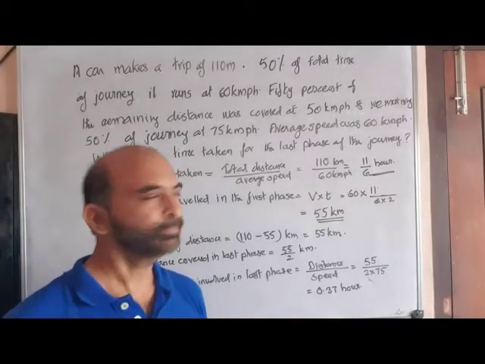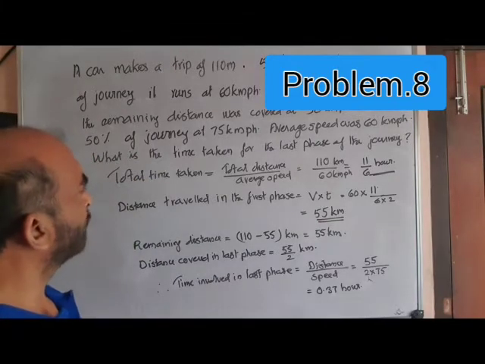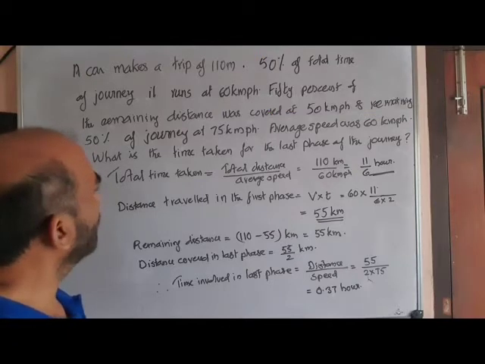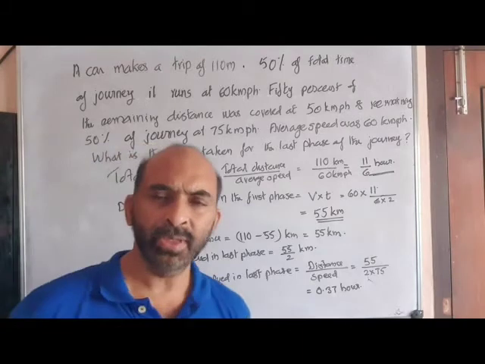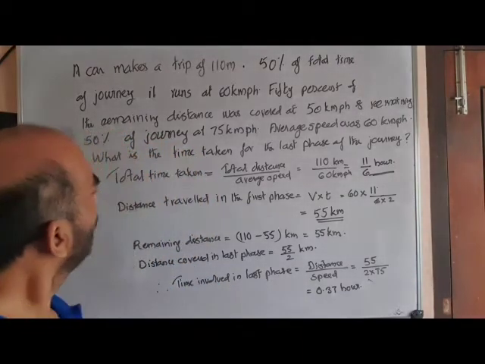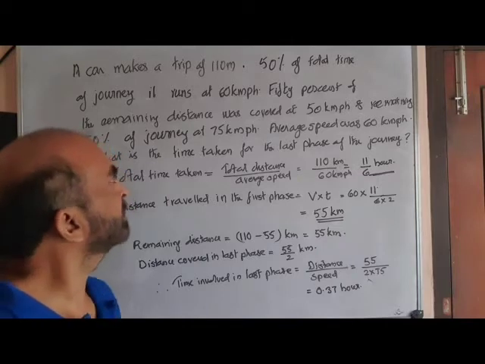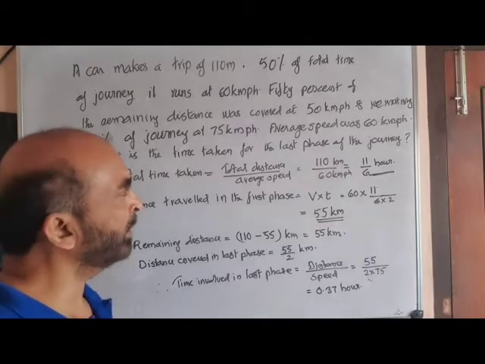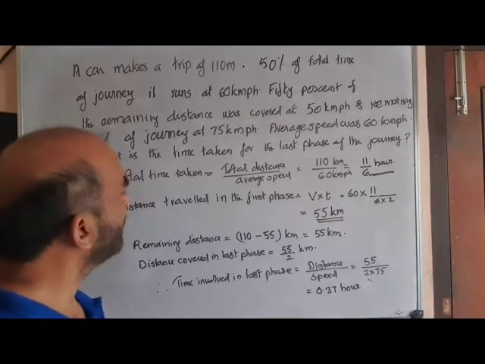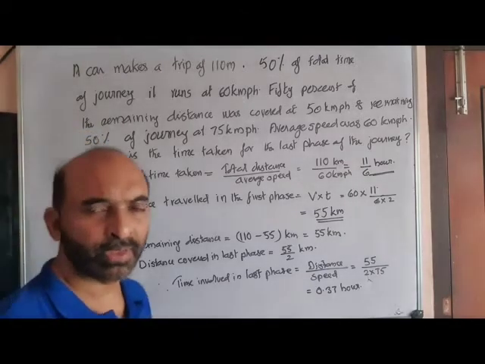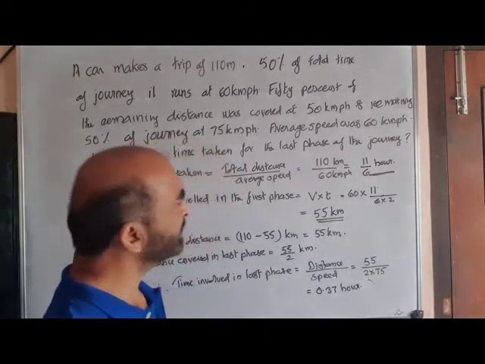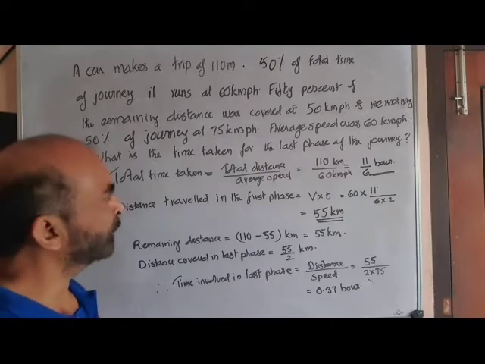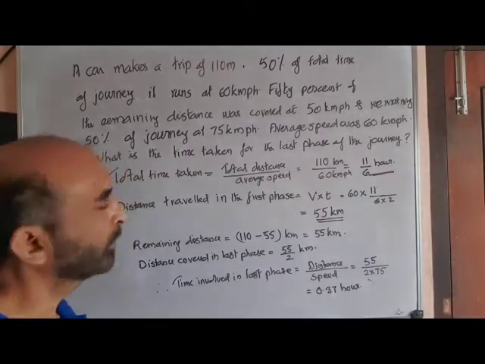The next problem. A car makes a trip of 110 kilometer. For 50% of the total time of the journey, it runs at 60 kilometer per hour, 50% of the remaining distance was covered at 50 kilometer per hour, and the remaining 50% of the distance at 75 kilometer per hour. Average speed was 60 kilometer per hour. What is the time taken for the last phase of the journey?